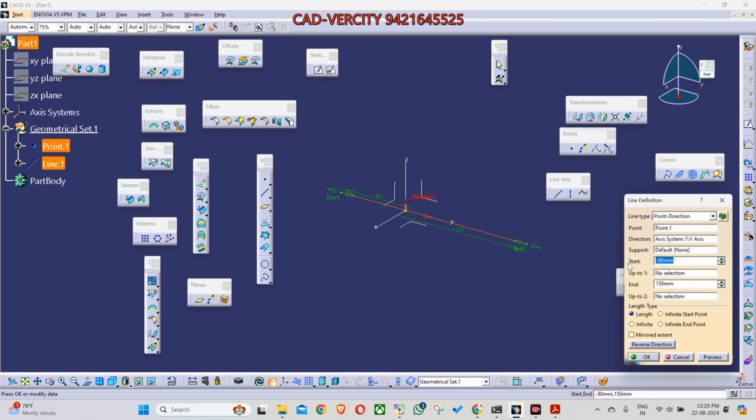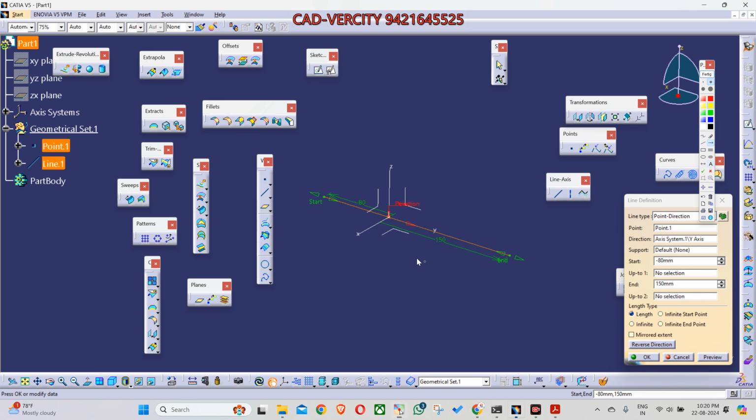Now tell me why it is in minus, minus 80. Why is it in minus? Sir, it is behind the origin. It is opposite to our selected direction. Yes, sir. We have selected Y. What is the direction of Y? Downward, something like this. That's why it is in minus.